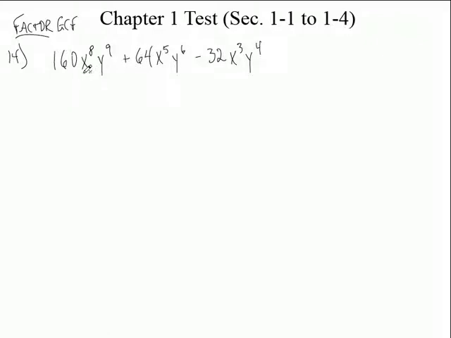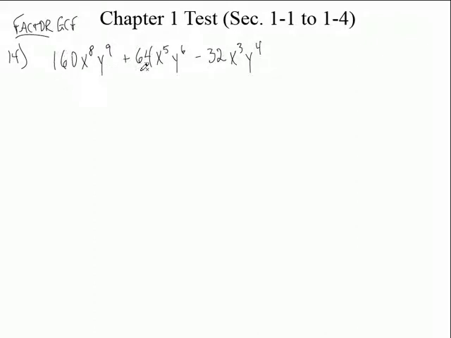So let's find the greatest common factor. Well, I got 3 numbers. Just look at the numbers right now. Forget the letters. Look at 160, 64, and 32. When I say greatest common factor, I want to find a number that divides evenly into all 3 of those numbers. What's the largest, the greatest number that divides evenly into all 3 of these numbers?